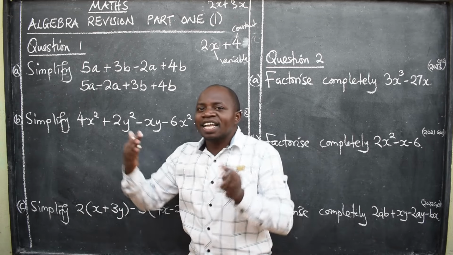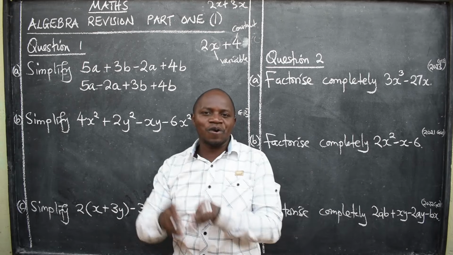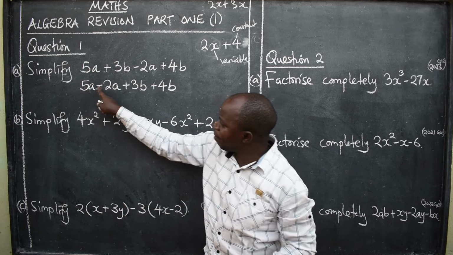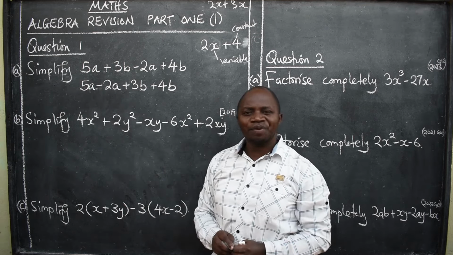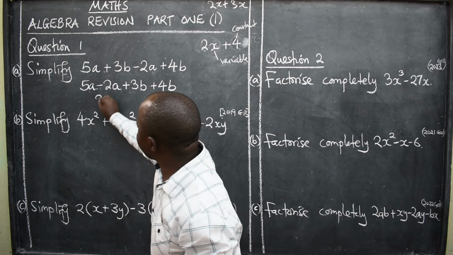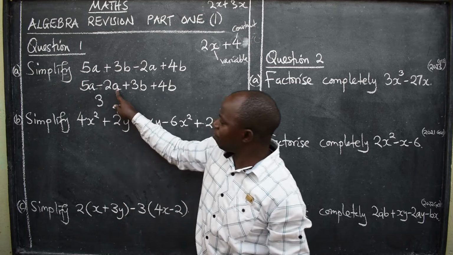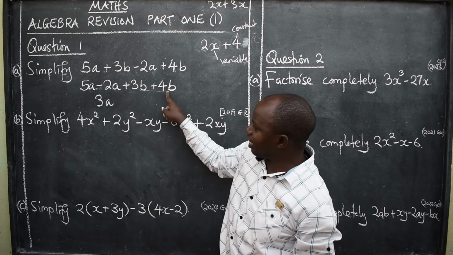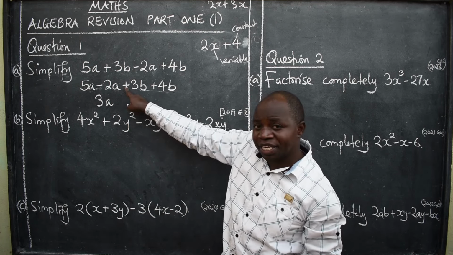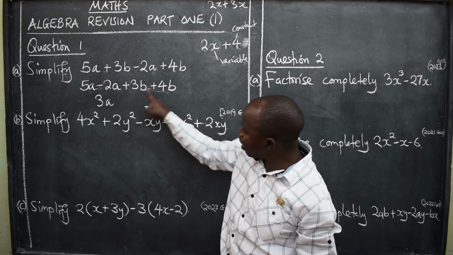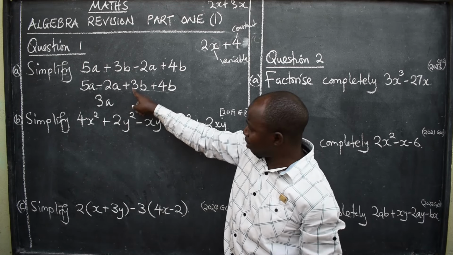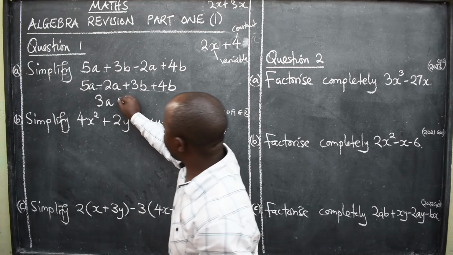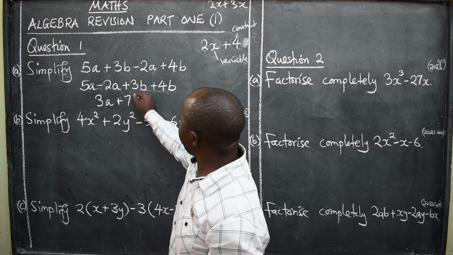Now, like I said, like terms can be added or subtracted. So look at these. They are like terms. What is 5 minus 2? We are getting 3. So you're going to say 3. The variable involved is a. So that will be 3a. We come to this side here. You also consider the positive. So we are saying positive 3 here plus 4. That is the same as 3 plus 4. That will give us 7. So we are going to say plus 7b.